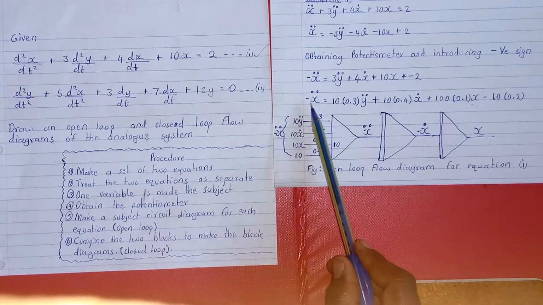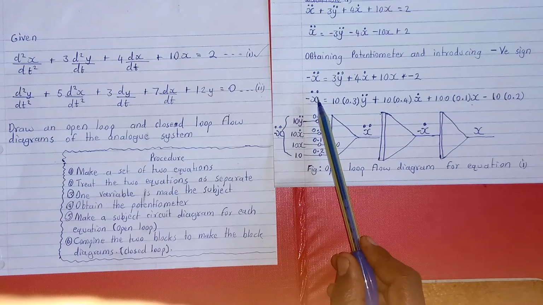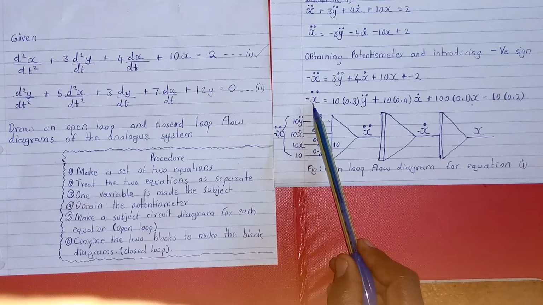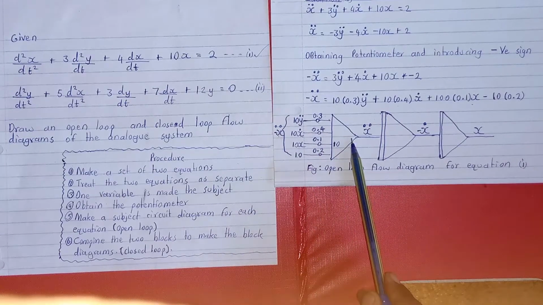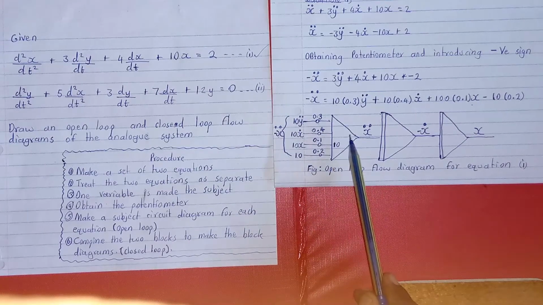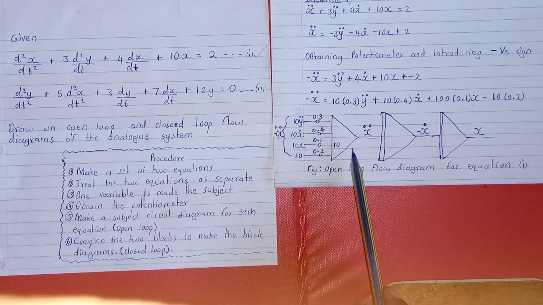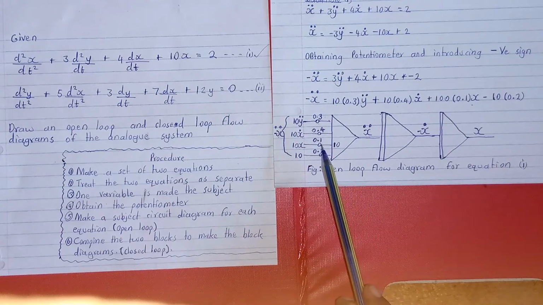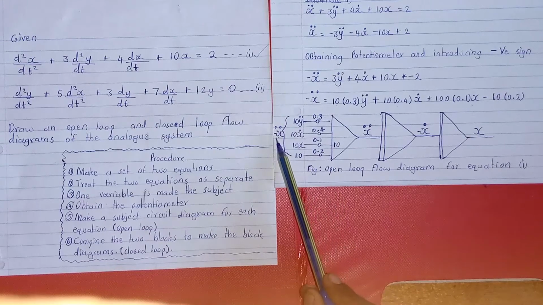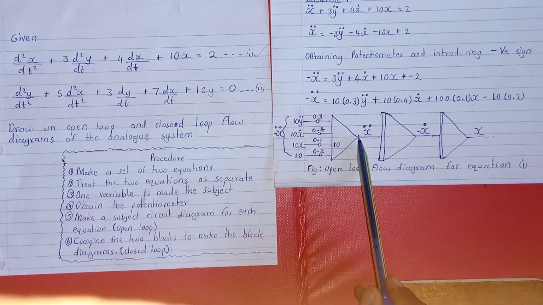So all of this value is similar to our negative second derivative of x. Now we are going to pass it through an inverter. Now an inverter will bring about an effect of changing the signs. So if it was a negative, it will change to a positive.